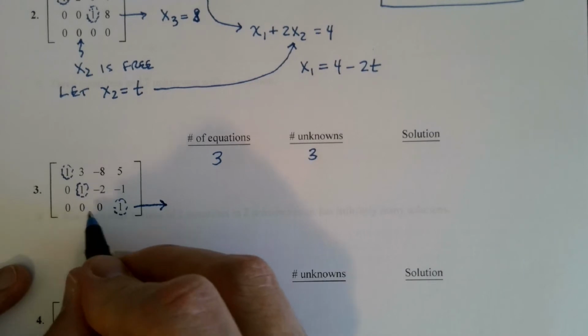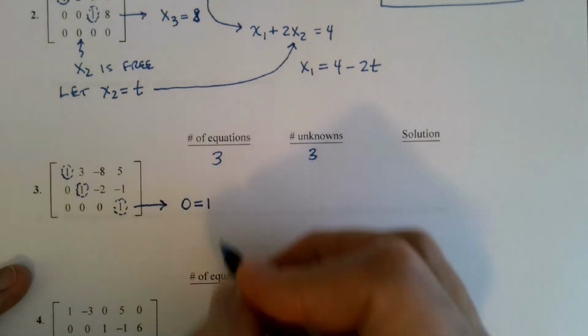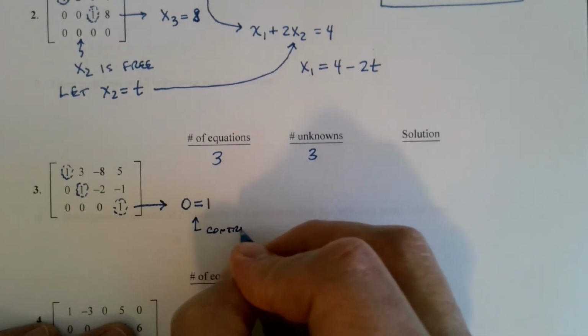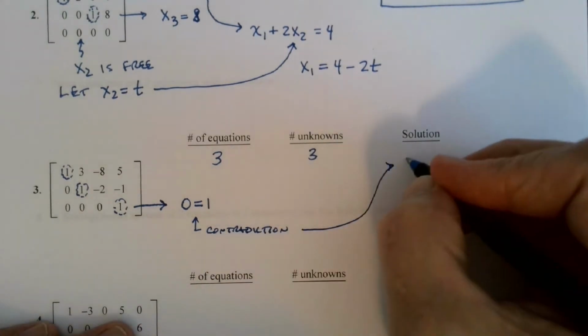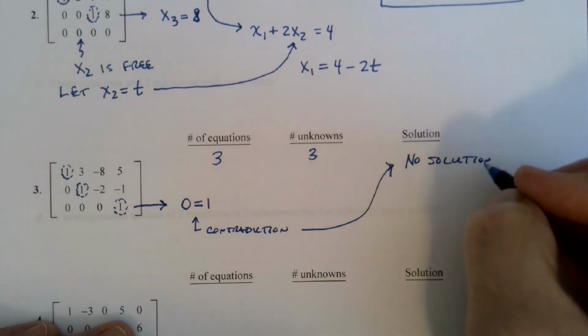0x1, 0x2 plus 0x3 equals 1. This says 0 equals 1. That's a contradiction, right? And what does that tell us when we're looking for the solution to the system? It tells us that there is no solution. So that's what you would write. What is the solution? No solution.